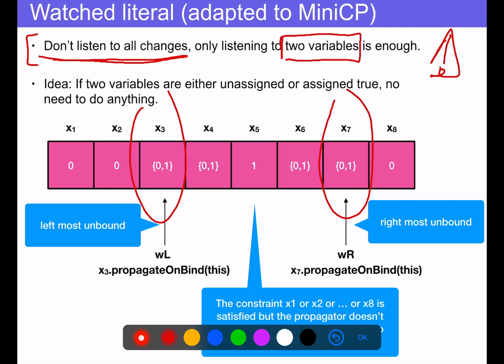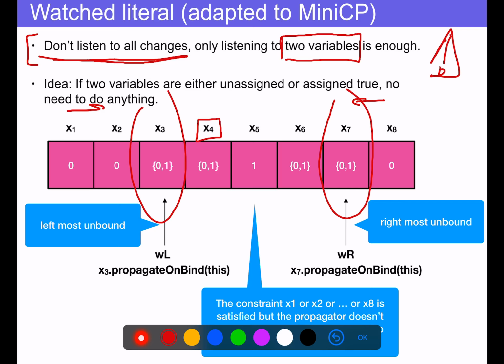Okay, and so we will move like this. You know that an invariant will be that the other ones are already fixed to 0, and so at this specific time we will only be listening to x3 and x7. The rest we don't listen to. So if x4 changes, we don't care. Okay, we will only be listening to these 2 variables.